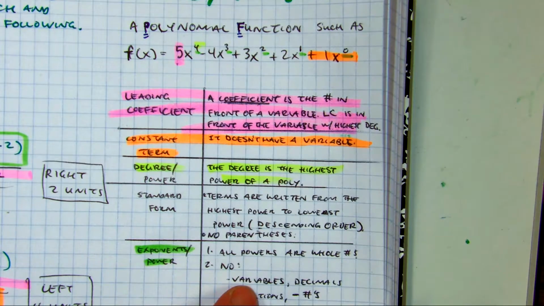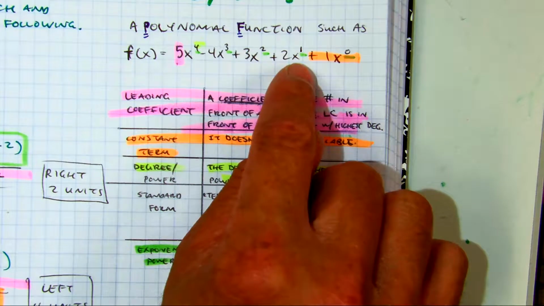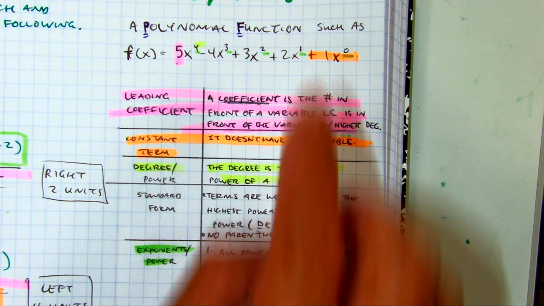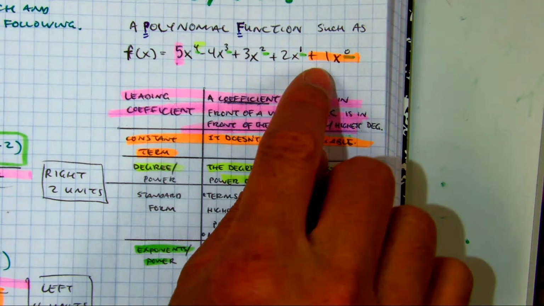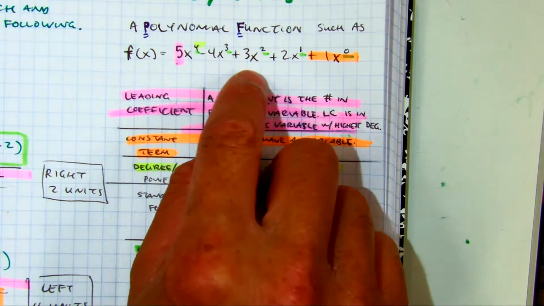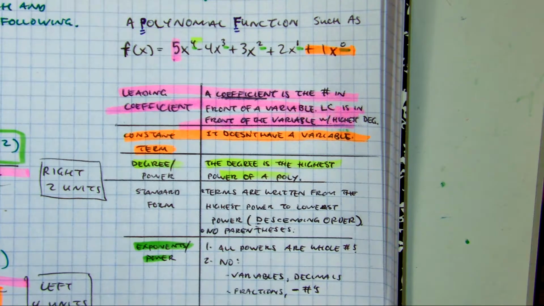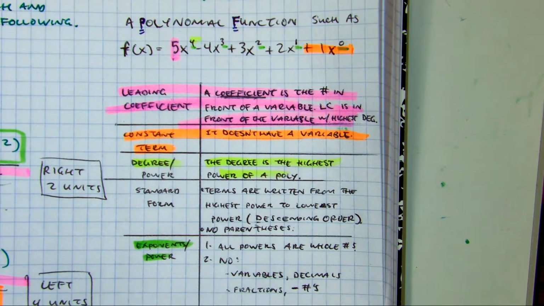No decimals, no variables. So you can't have something like 2 to the x power, because that would be exponential. You can't have that. There's no fractions, and there's no negative numbers. So you should never have like 3x to the -2. Okay? So these are some basic characteristics of polynomial functions.